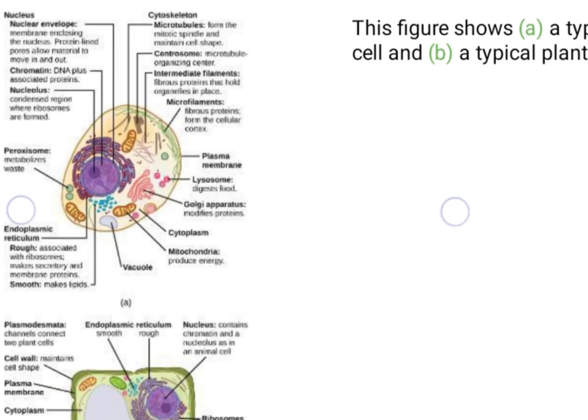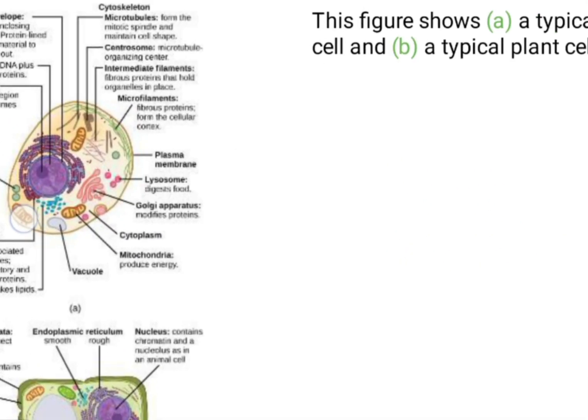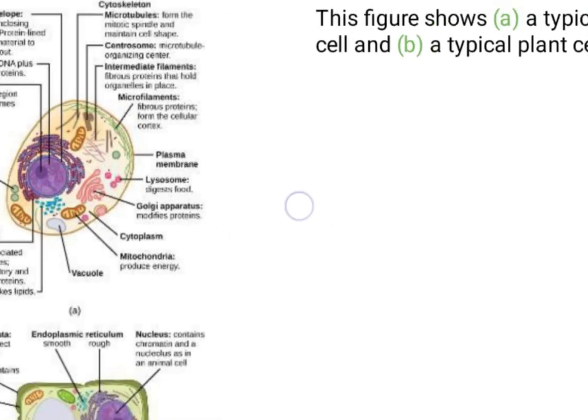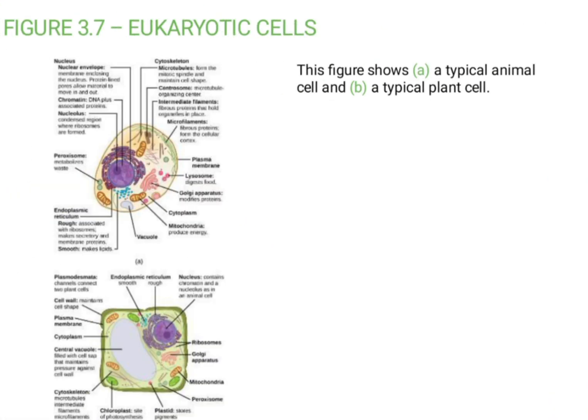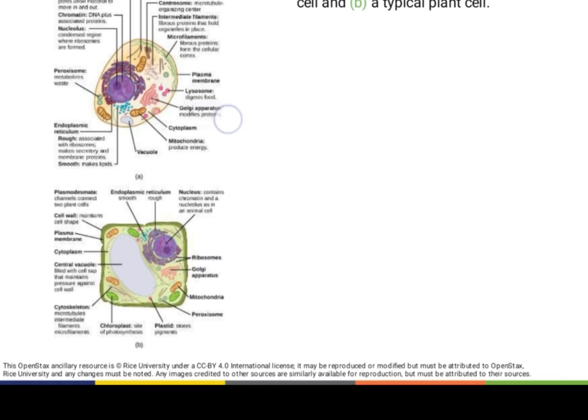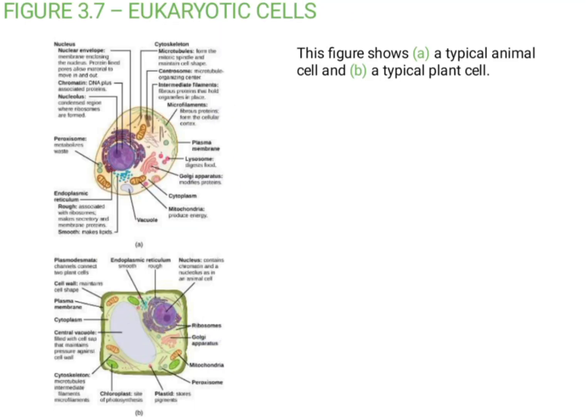When you look at a typical plant cell and a typical animal cell in this slide, you will realize that there are a number of features that we shall talk about. We are going to look at them one by one. So this figure is showing a typical plant cell and a typical animal cell.